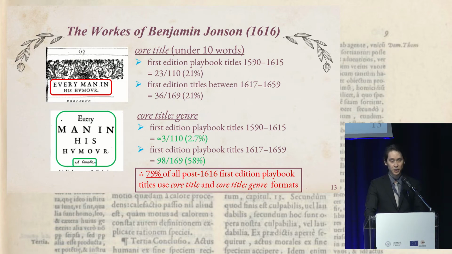After 1616, and really by 1630, a new paradigm for playbook titling is ushered in, as 88% of first edition titles after this year use 10 words or less, and 79% use either the core title or core title genre formats popularized by Jonson's works. And really, the 58% figure of the core title genre format, I think, stands out. Compared to the decades preceding the Jonson folio, when shorter titles using these two formats were only present in 1 out of 5 new playbooks, this is a noteworthy turnaround in trends.